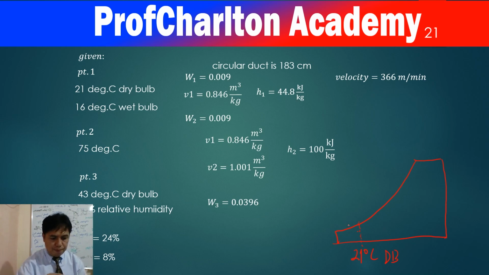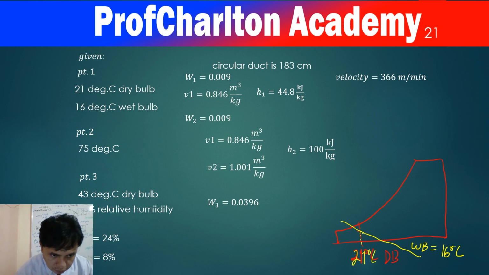16 degrees. Now, for example, let me use another yellow color so that you can differentiate the lines. If this is the dry bulb at 21, then the wet bulb is here, the adiabatic saturation. So this line is wet bulb, 16 degrees centigrade, and this is 21 degrees centigrade.